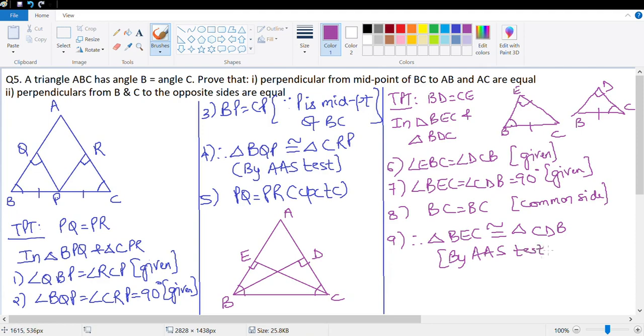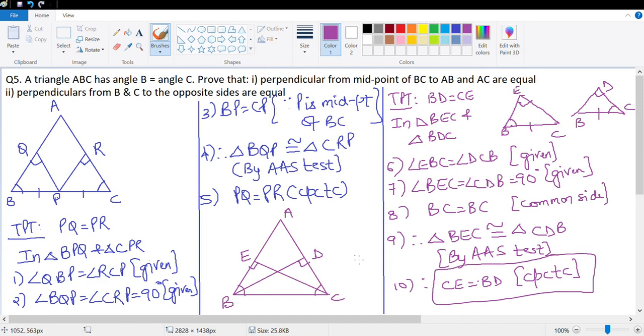What this gives us is, therefore, CE is equal to BD. This is CPCTC. That's exactly what they wanted us to prove. So this part of the question is also done. Perfect. That brings us to the next homework question.